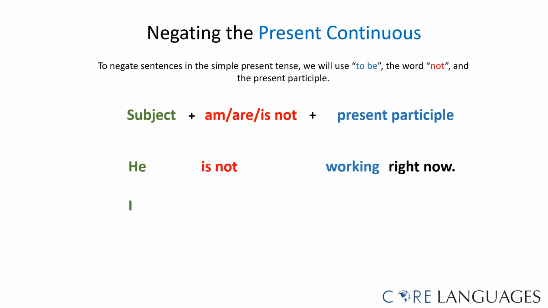Another example would be, I am not reading. And I could add more information to the sentence and say, I am not reading now. The only way I could contract this sentence is, I'm not reading now.